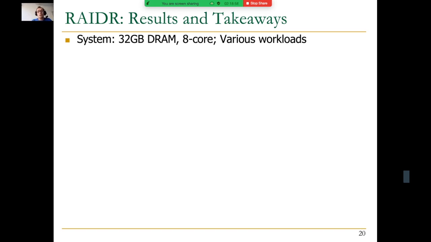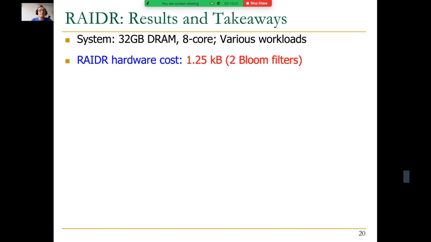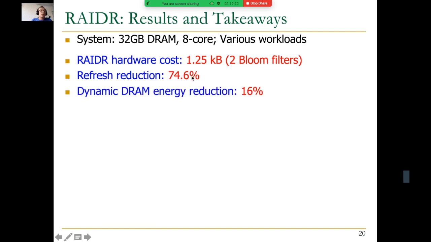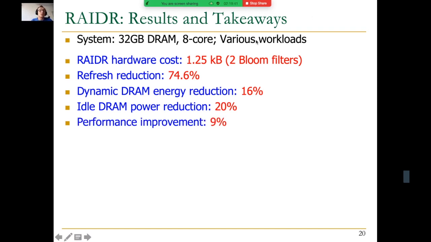You simulate some workloads in a microarchitectural simulator. In some other way, you determine the hardware cost. And assuming this kind of system, the hardware cost is 2 Bloom filters and 1.25 kilobytes, which is really low. You simulate and you figure out refresh reduction is 74.6%, which is quite good. Again, you simulate and you figure out that this leads to a dynamic DRAM energy reduction of 16%, which is quite good, I think. And idle DRAM power reduction is even higher because in the idle mode, you're not accessing DRAM. So a higher fraction of the power goes to refreshing because all you're doing is refreshing and leakage.